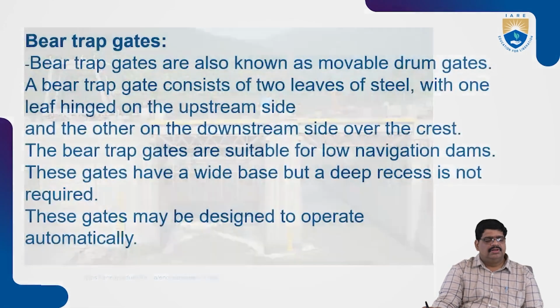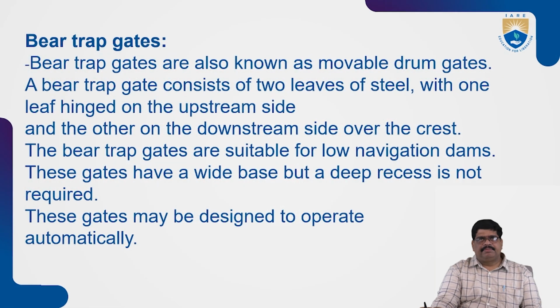Next, bear trap gates. Bear trap gates are also called movable drum gates. A bear trap gate consists of two steel leaves, one leaf hinged on the upstream side and the other on the downstream side of the crest. Bear trap gates are suitable for low navigation dams and can be widely used where a deep recess is not required. These gates may be designed to operate automatically. These are the bear trap type of gates.